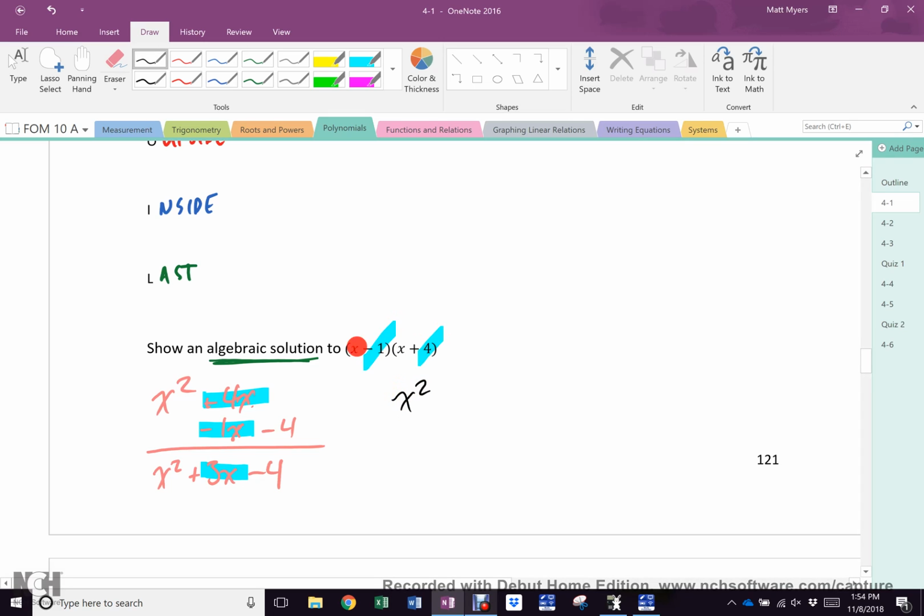X squared, x times x. Now, what is this middle term going to be? If I had x minus a, x plus a, and x plus b, what did I do with those two to get the middle term? I just did the math, yes? This term right here was a plus b times x, correct? Well, 4 plus negative 1 is x squared plus 3x.